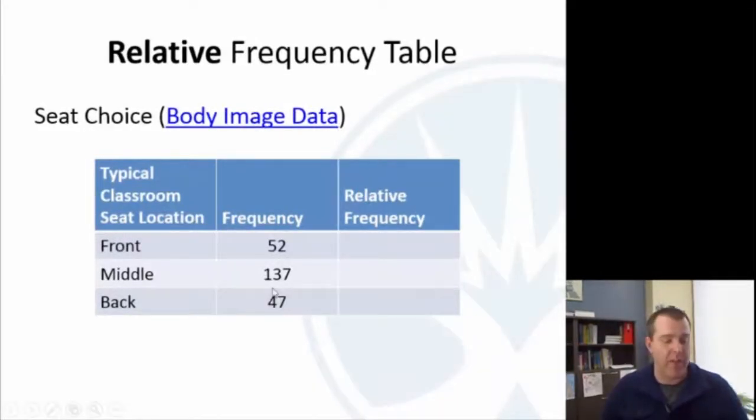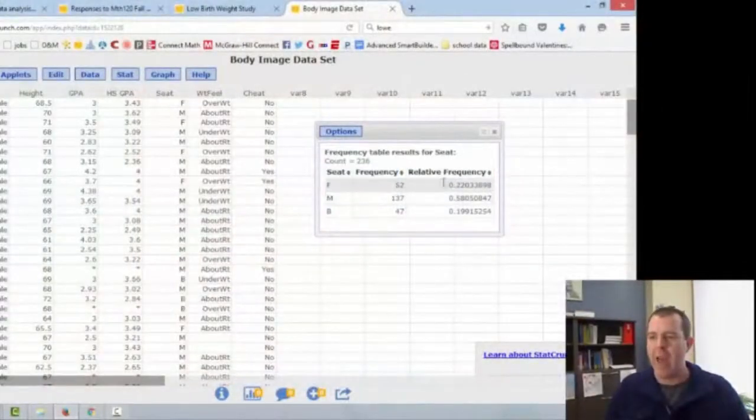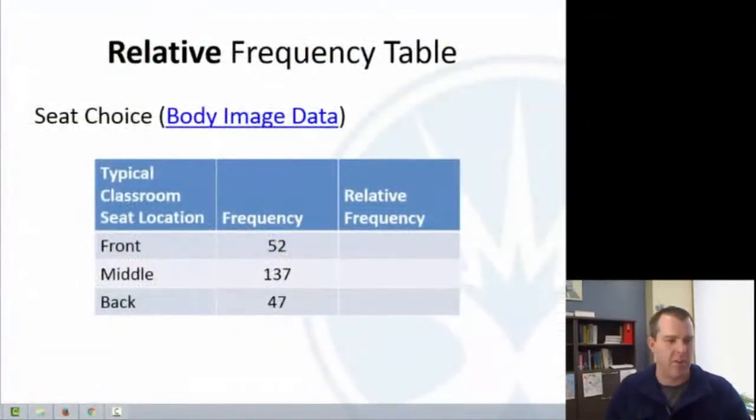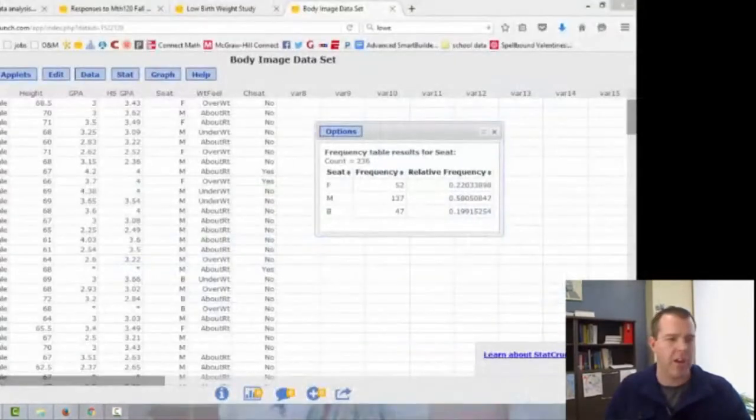But you may have noticed that StatCrunch already did that for us. Can we find that? There we go. So they already have the relative frequencies there for us. Let me see if we can enter those in. I like to round to the hundredths place, like percent. So 0.22, 0.58.